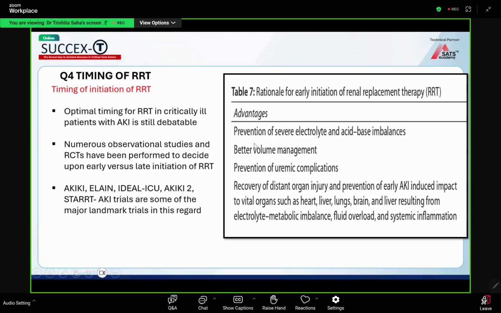But first, before writing this answer, always mention the rationale for early initiation of RRT. What are the advantages actually? Prevention of severe electrolyte and acid-base imbalances, better volume management, prevention of uremic complications, recovery of distant organ injury, and prevention of early AKI-induced impact on vital organs such as the heart, liver, lung, and brain, resulting from electrolyte metabolic imbalance, fluid overload, and systemic inflammation.